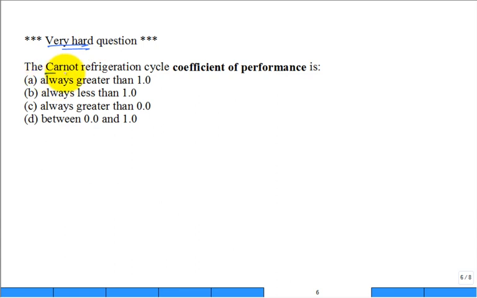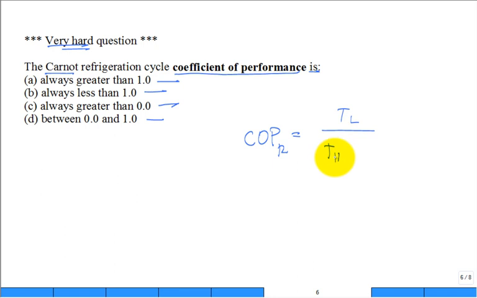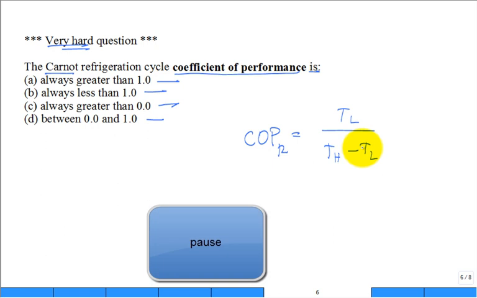And so for the Carnot refrigeration cycle, the coefficient of performance is always greater than 1, or always less than 1, or always greater than 0, or between 0 and 1. Do not call out any answer. Let everybody work on it individually. Professor, is that the same equation, the COP refrigeration? Wasn't that TL over TH minus TL? Yeah, that's right. Tell me, does A, B, C, or D apply for this equation? I'm going to pause, walk around. Please don't shout it out.